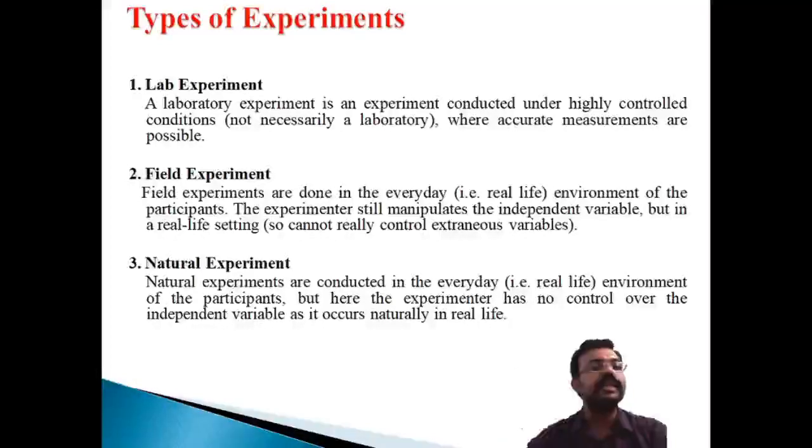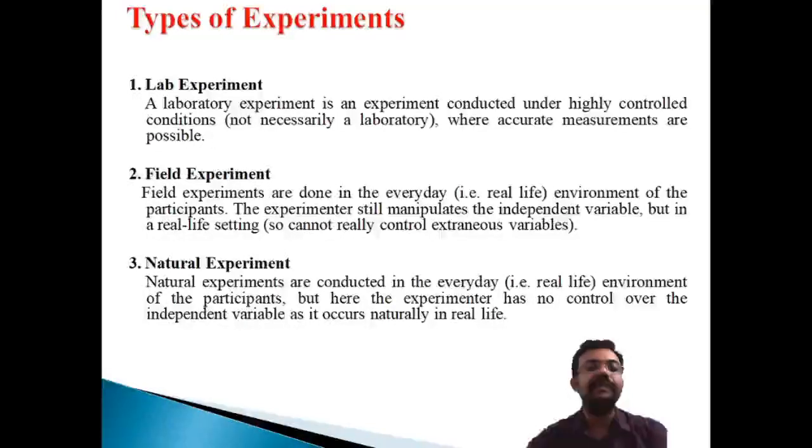So that is the second category, the field experiment. And the third one is the natural experiment. Natural experiments are conducted in the everyday, real life environment of the participants, but here the experimenter has no control over the independent variable.